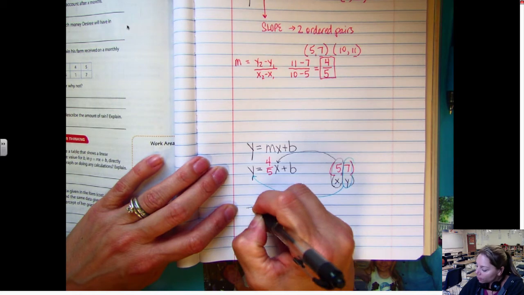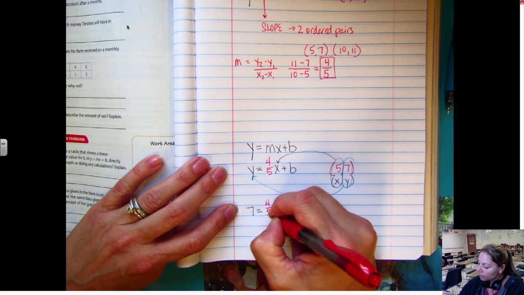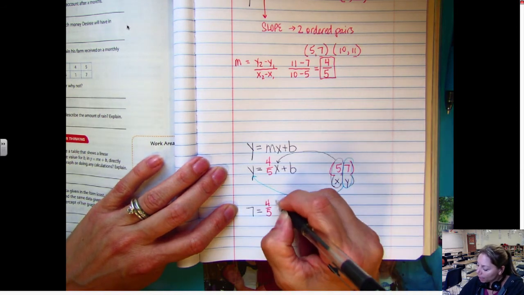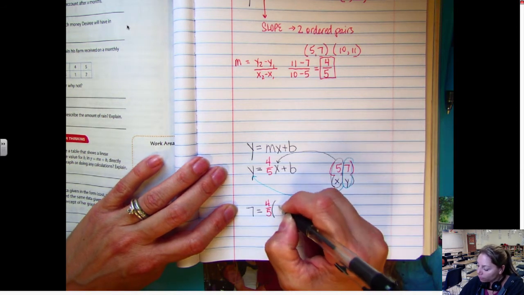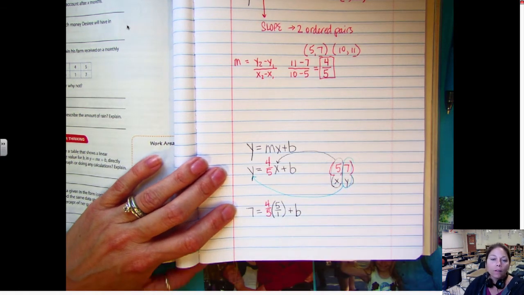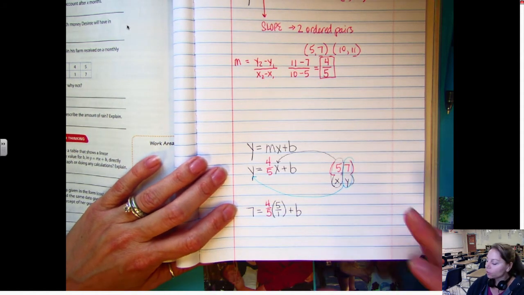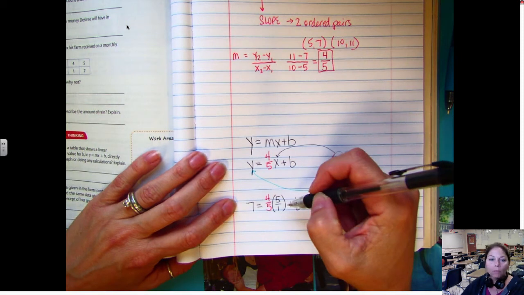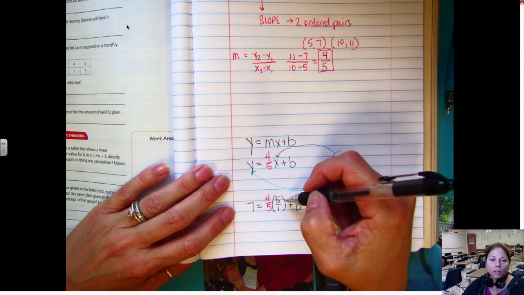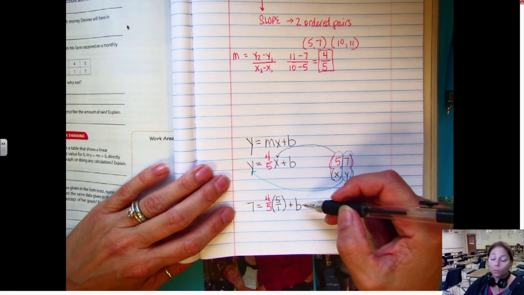I'm going to get 7 equals my slope, 4/5, times my x coordinate, which was 5, plus b. And notice that I've written the 5 as 5/1 because eventually I'm going to be multiplying these two together, and one of them is a fraction, so it's easier to multiply a fraction by a fraction. So now I'm going to go ahead and multiply. I'm going to simplify what I can. My final goal is to try to isolate b, solve for b, so that I can tell what it is.